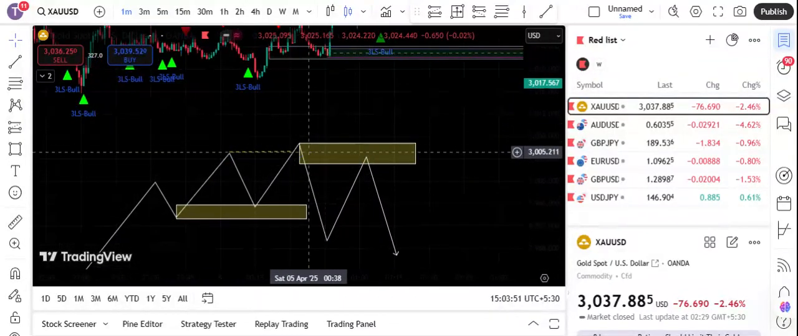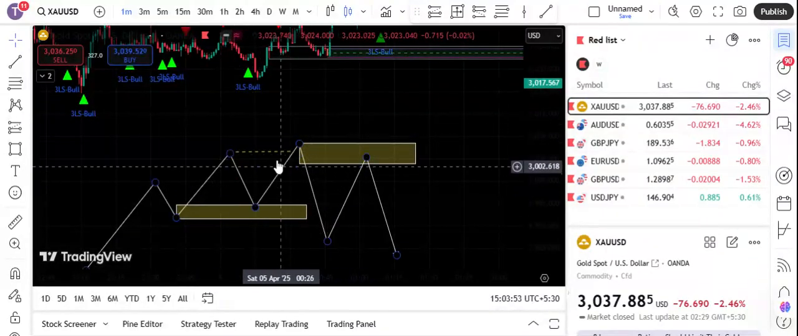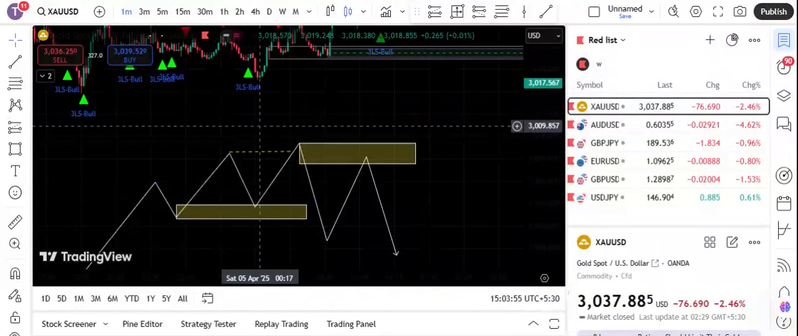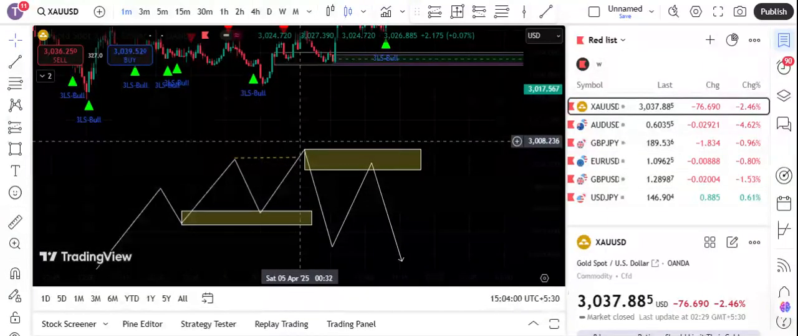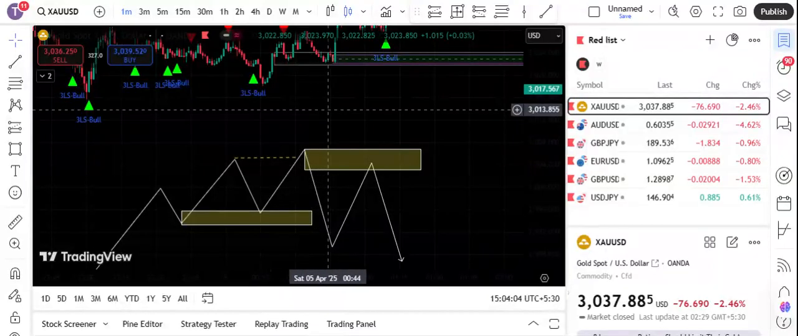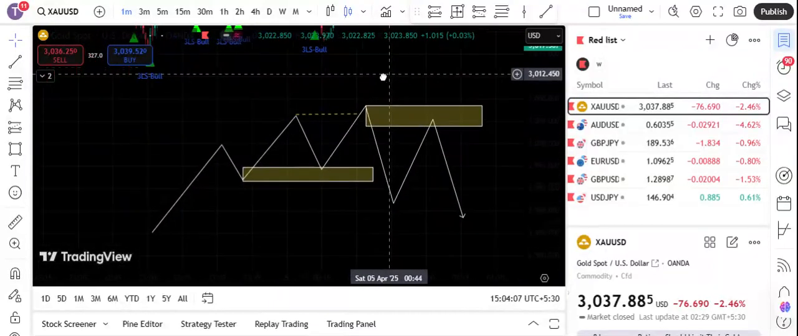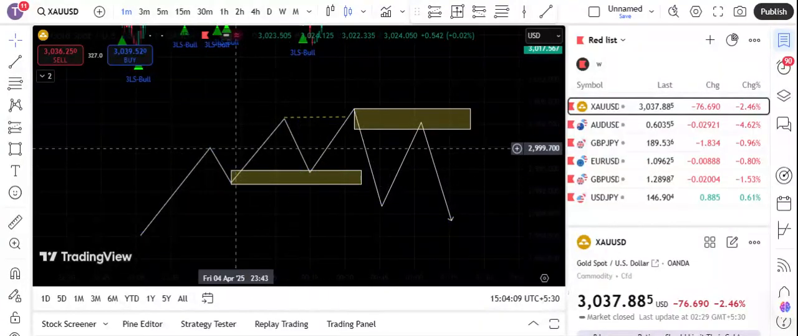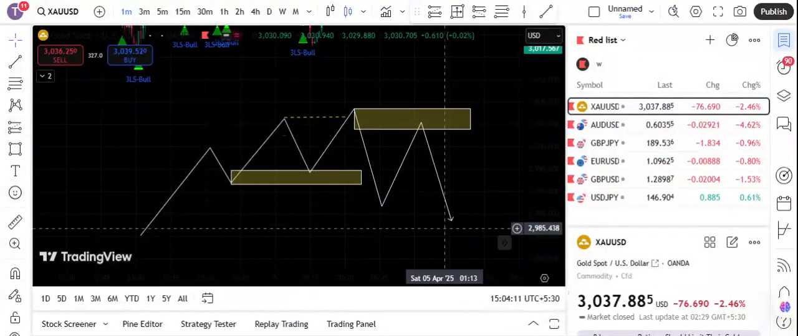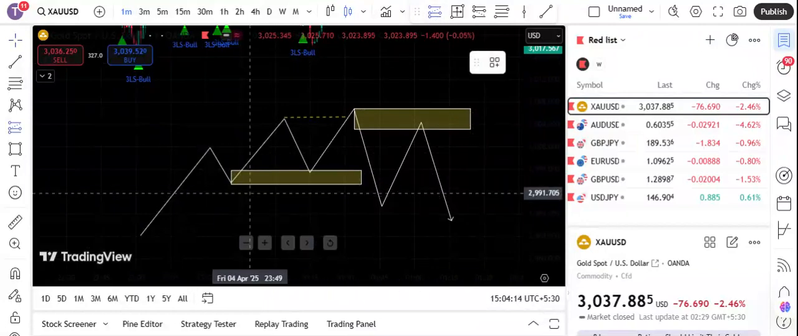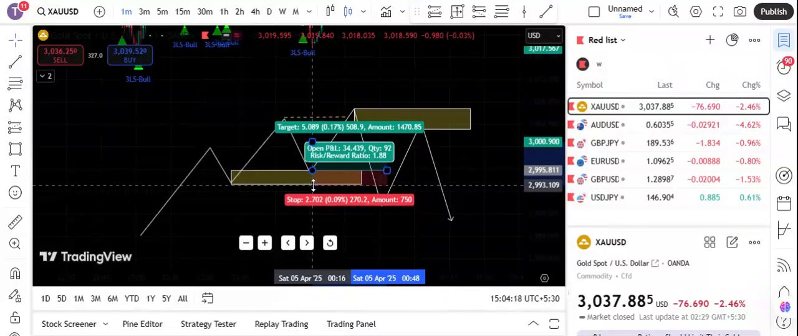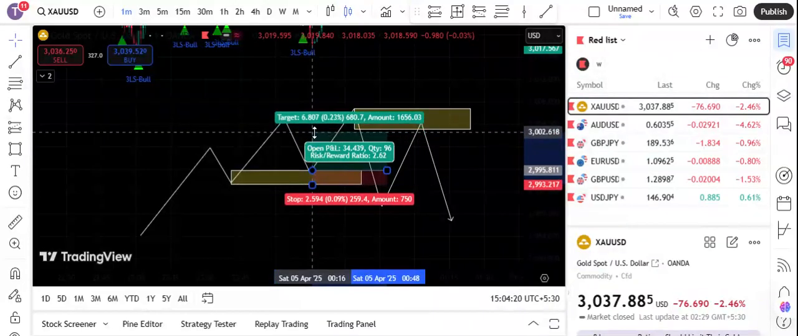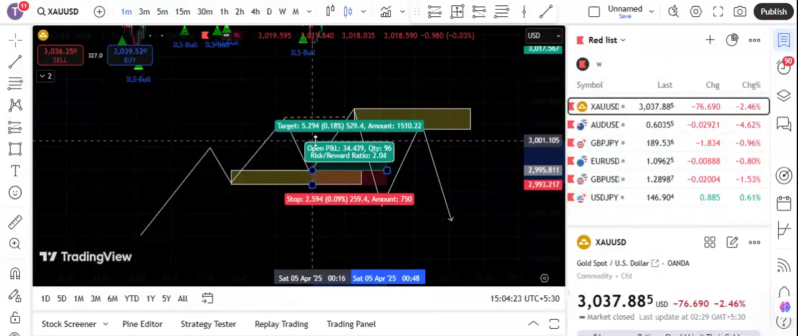So sometimes this is done by the big players to hit the stop loss of retailers to get liquidity in the market. So what we are gonna trade basically is these supply and demand zones. If I'm trading this supply zone, my entry will be here, my stop loss will be here, and my target will be 1 is to 2.